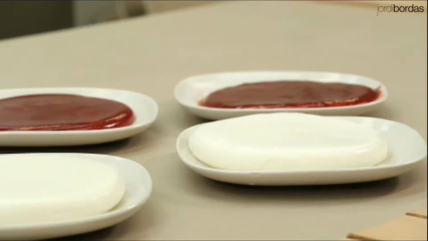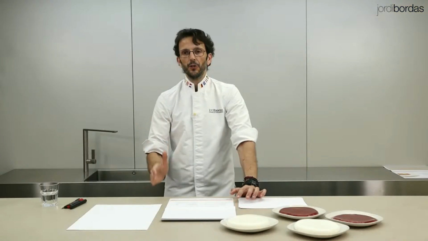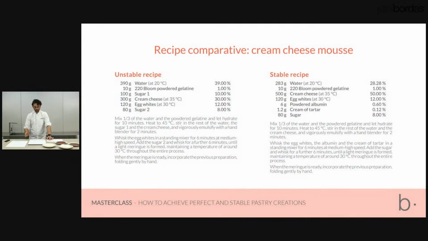What did we do? If you see the new recipe, we increased the cream cheese, so we moved from 30% of cream cheese to 50% of cream cheese. Why did we introduce more cream cheese and reduce the water of the recipe? Because cream cheese has a lot of fat, and fat is dry extract. And this fat increases the dry extract of the recipe and gives us much more stability.